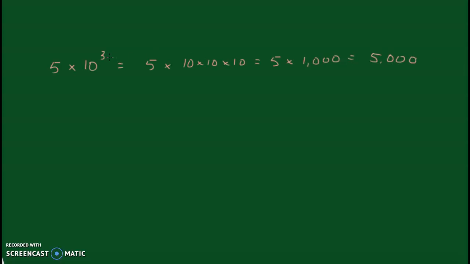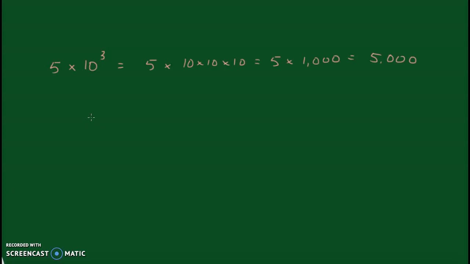Now if we go back here, we don't need to do this whole step here. We can just think the exponent of 3 tells us there's going to be 3 zeros. 5 times 1 is 5. So it would give us 5,000. Then let's look at a problem like this.